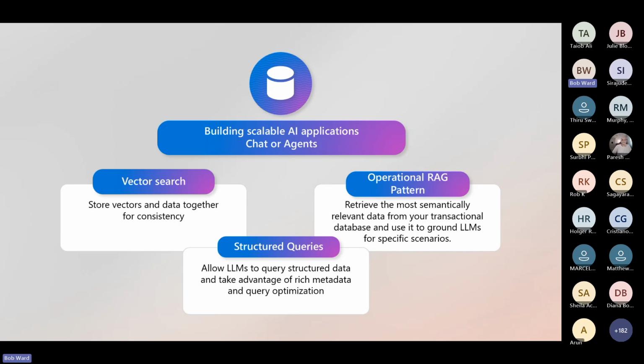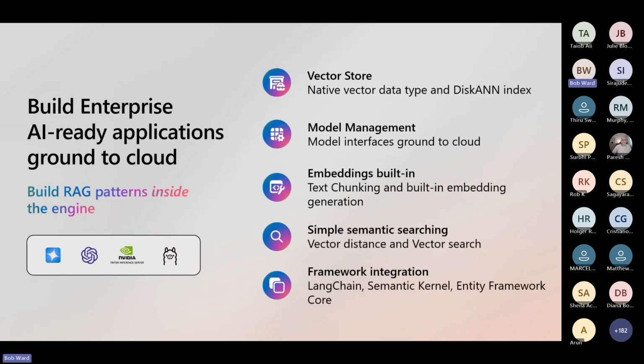So from a feature perspective, what does that actually look like? Here's what we're going to do. We're going to allow you to build these RAG patterns inside the engine using T-SQL and then frameworks on top of that. And it comes in these feature sets. Number one, SQL can now be considered what's called a vector store. Now, you may have seen this already with Azure SQL Database that we've announced. And we intend to make sure that the ground to cloud to fabric story is consistent.